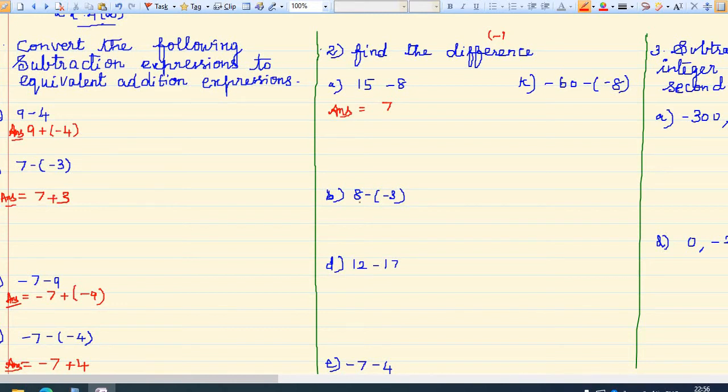And when I come to 8 minus of minus 3, the first step is to remove the bracket. Minus into minus is plus 3. So both are positive. So I am going to add and put the positive symbol. 8 plus 3 is what? 11. So plus 11. See, alternate symbol. So for that I am going to subtract this. 17 minus 12 is 5.